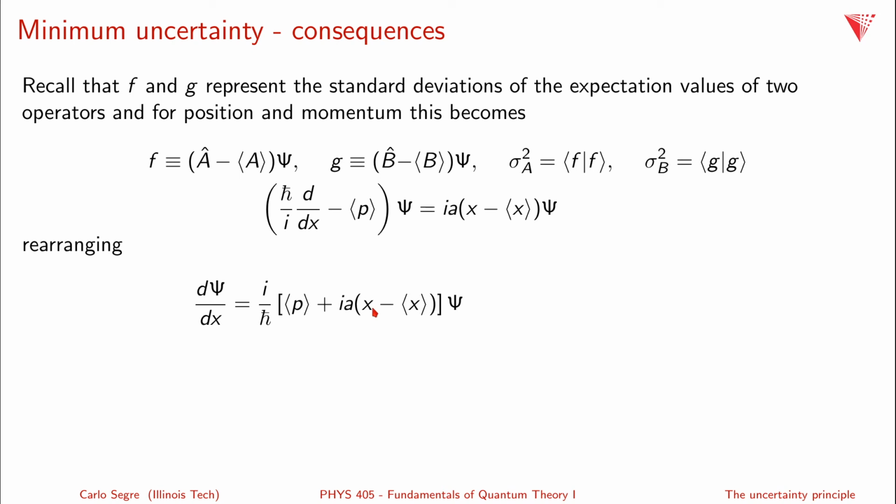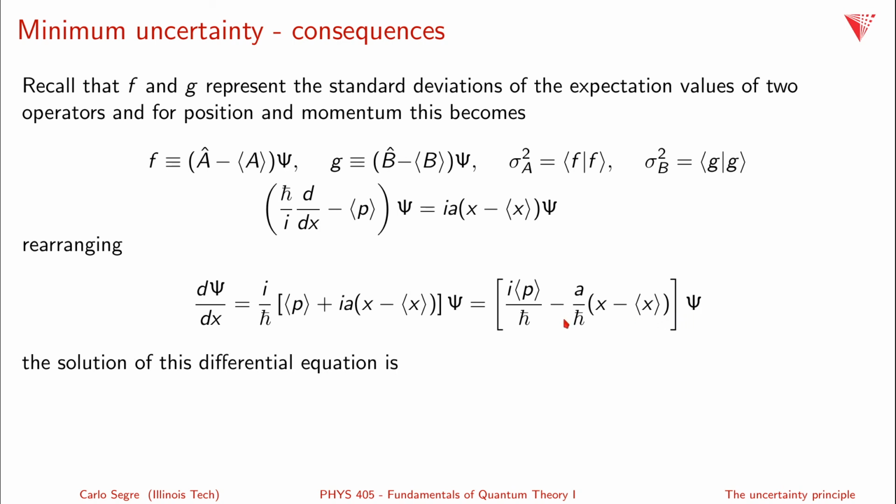Now, there are no derivatives here. This is, however, an operator, so it's x. If I pull the i h bar in, I get i times the expectation value of p over h bar minus A over h bar times x minus expectation value of x, all times psi. Well, we can solve this differential equation. It's not hard. It just becomes the following.